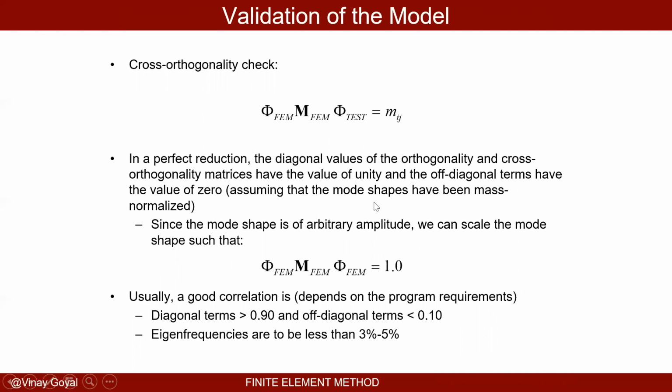If you had the mode shapes mass normalized, since the mode shape is of arbitrary amplitude, we can scale the mode shape so you get this. So that's one way to normalize the mode shapes. But remember, the mode shapes can be arbitrary, so I have a way of making it so that this multiplication gives me 1 across the diagonals. Usually, good correlation is one where the eigenfrequencies between test and analysis are within 5%, and diagonal terms are greater than 0.9, but the off diagonal terms are less than 0.1. It depends on the program.